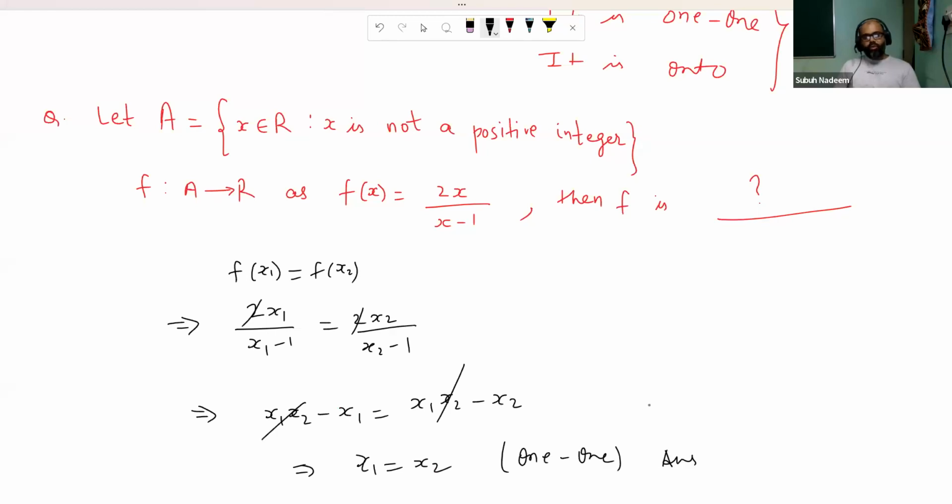For onto, how will you do it? You have to find the range. So first write this, try for onto, then I will explain for onto also.